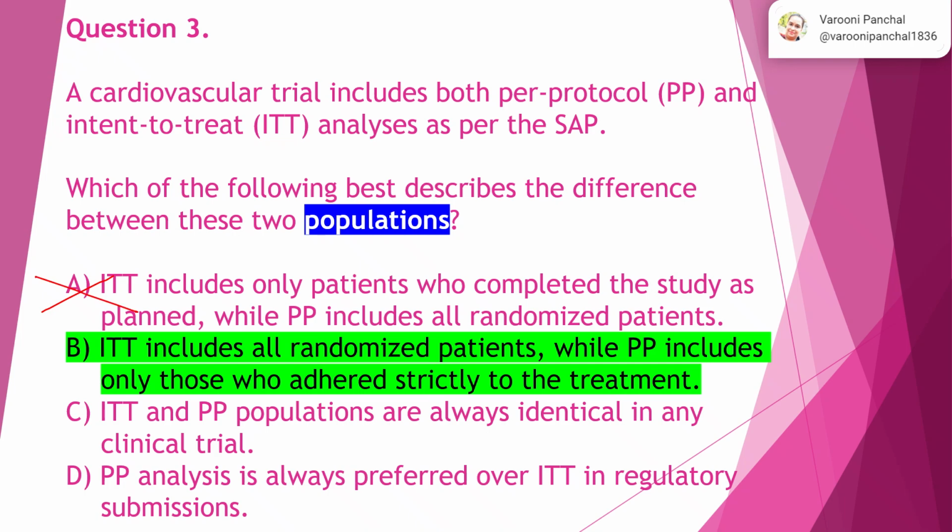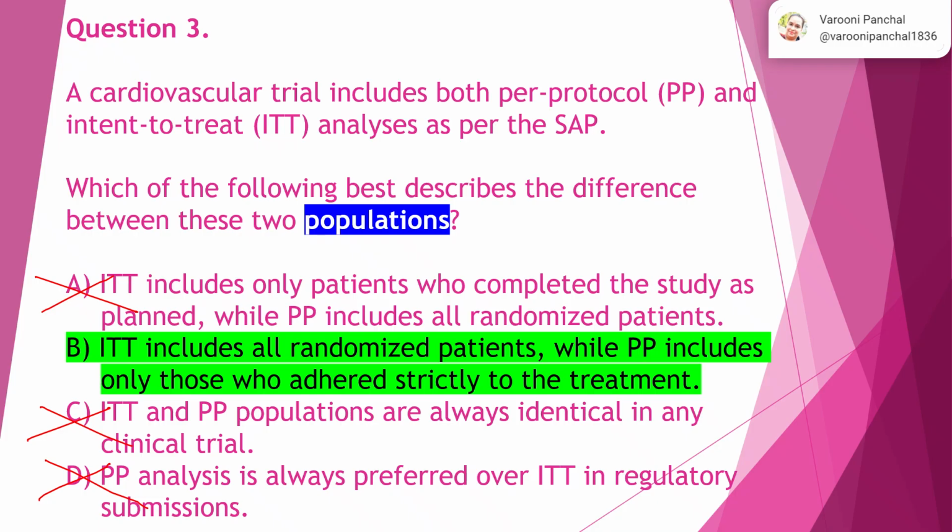Option C says ITT and PP populations are always identical in any clinical trial. No, these two populations are not the same. They differ in their definitions and they differ in their flags. So this is not the right answer. PP analysis is always preferred over ITT in regulatory submissions. No, it's not necessary that you submit all the analysis by PP only, and that ITT and safety are not considered. That is not mandatory and that's not the preferred kind of analysis, especially in regulatory submission. So this is not the right answer.